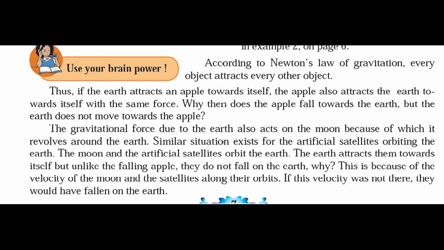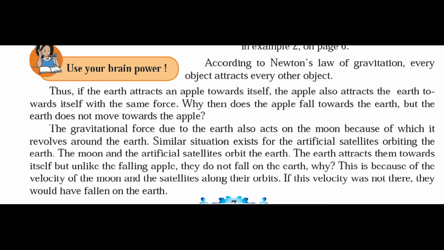The gravitational force due to the Earth also acts on the Moon, because of which it revolves around the Earth. A similar situation exists for the artificial satellites orbiting the Earth. The Moon and the artificial satellites orbit the Earth. The Earth attracts them towards itself, but unlike a falling apple, they do not fall on the Earth. Why? This is because of the velocity of the Moon and the satellites along their orbits. If the velocity was not there, they would have fallen on the Earth.